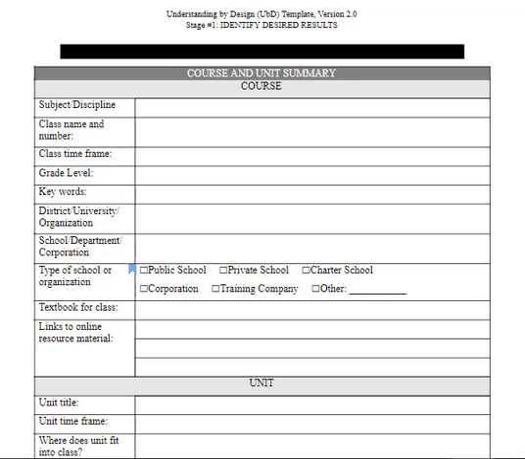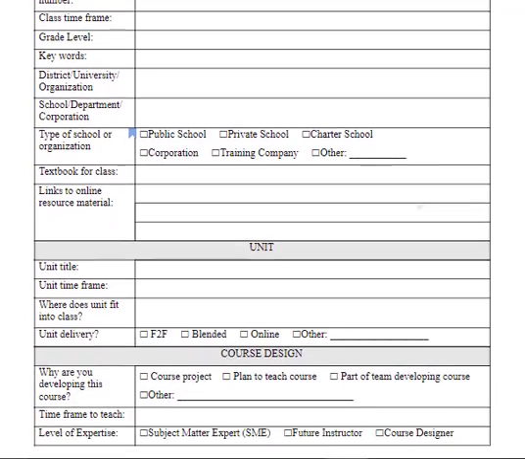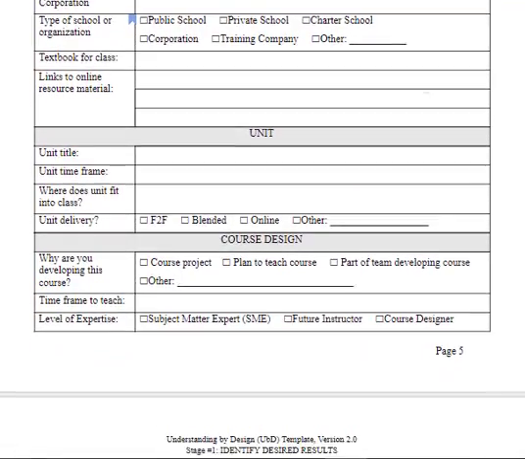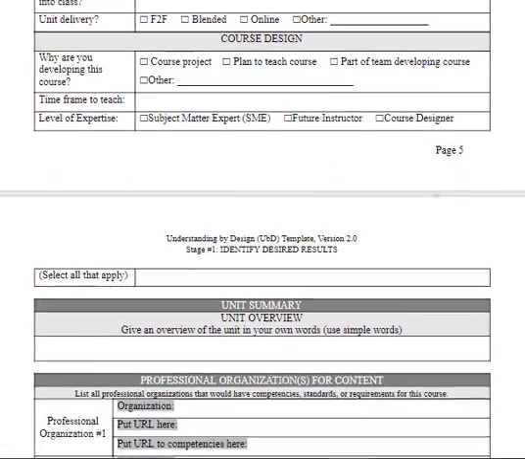So the first part of our template here is just basic information about the unit. It includes things like the subject, grade level, time frame to teach the unit, also things like the title of the unit, how it's going to be delivered, and then a brief summary of the unit.